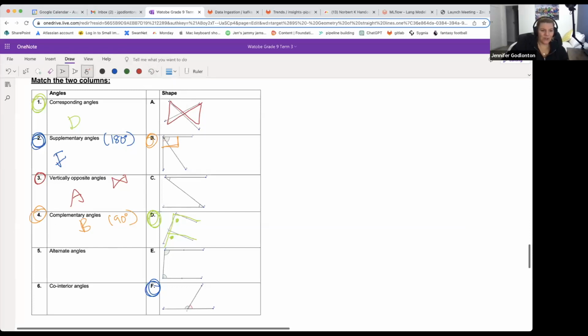Okay, alternate angles. So we're looking for our Z. Good, that's our C, because there's our Z. And our very last one, co-interior angles. We're looking for a U shape. And that is E, 100%.